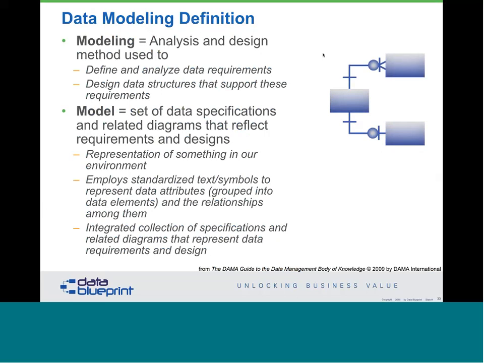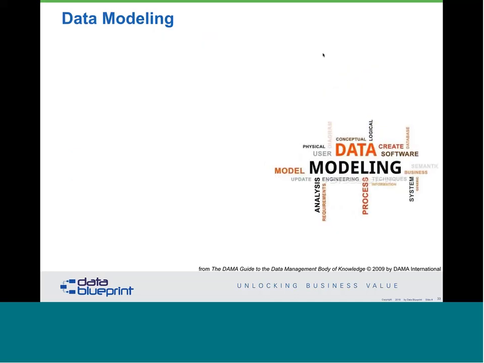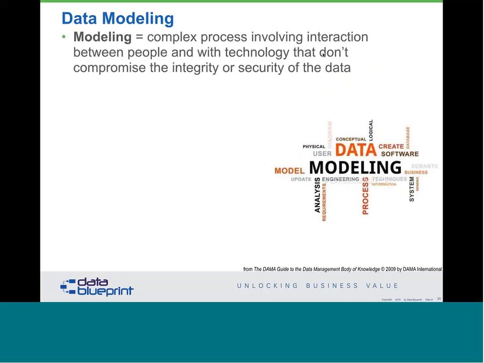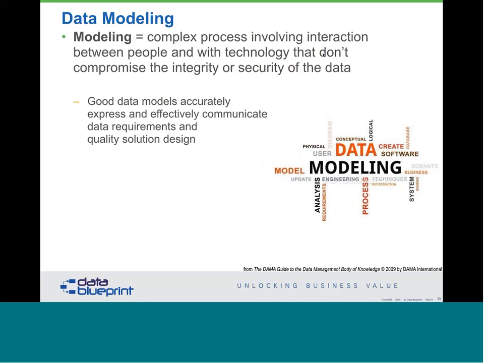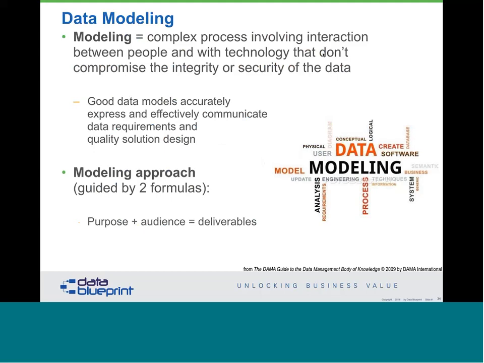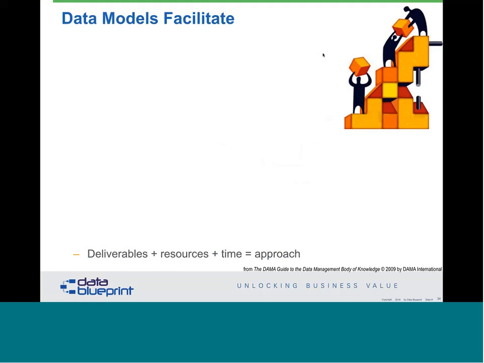If you look in the right-hand side of this diagram, you'll see my logo at Data Blueprint here. We think that's a pretty good one because that's what we do. So modeling is this process of trying to figure out what we do to make a solution for people that doesn't compromise the integrity or the security of the data. Good data models communicate the requirements and the quality of the solution design, and we're guided by two formulas. There's purpose plus the audience equals the deliverables, plus the deliverables plus the resources plus time equals the approach that we take to doing data modeling on this.